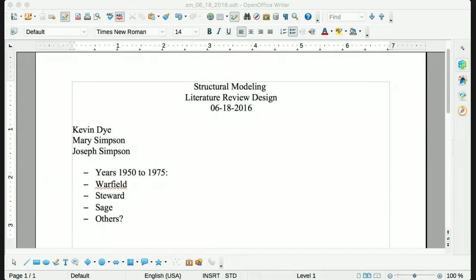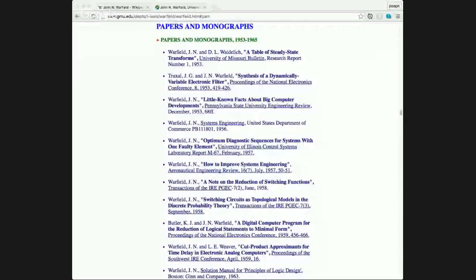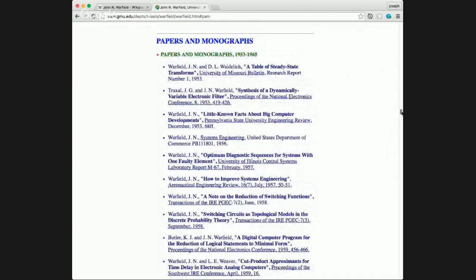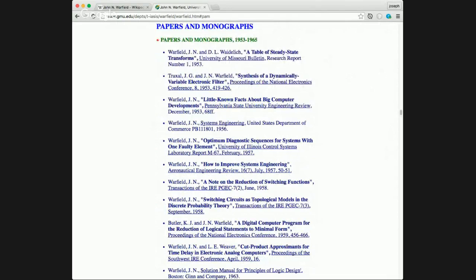Okay. So stop sharing, there we go, then we will start sharing. We'll share this one. Okay, and so what we see here is we're looking at the papers and monographs for John N. Warfield. This is on the GMU site. So we'll go down here to papers and monographs, and this section looks at papers and monographs from 1953 to 1965.